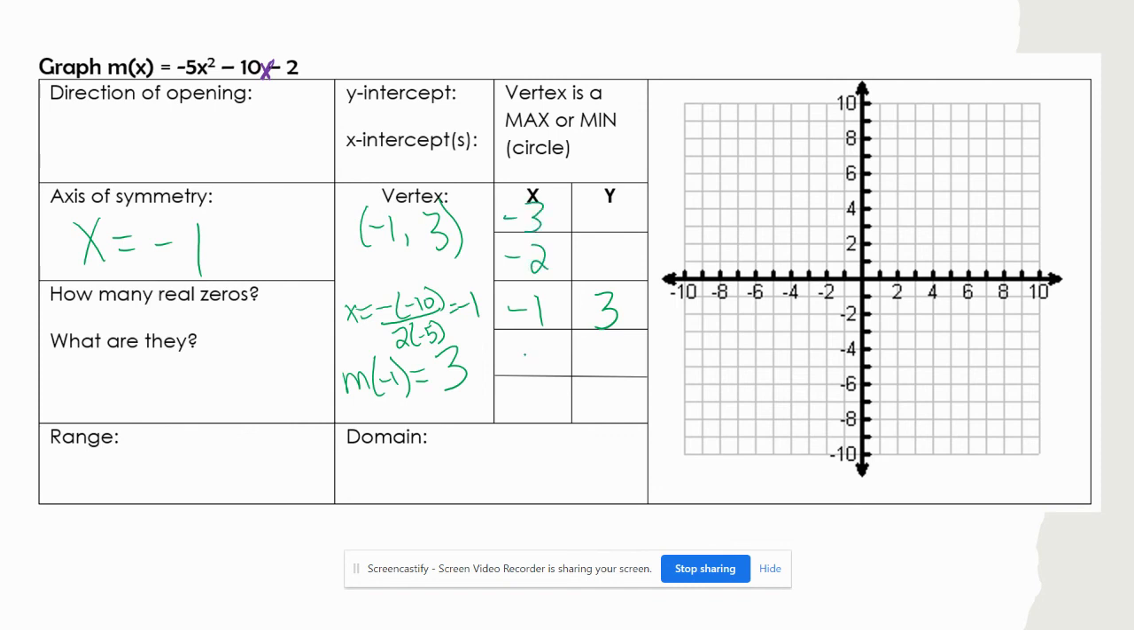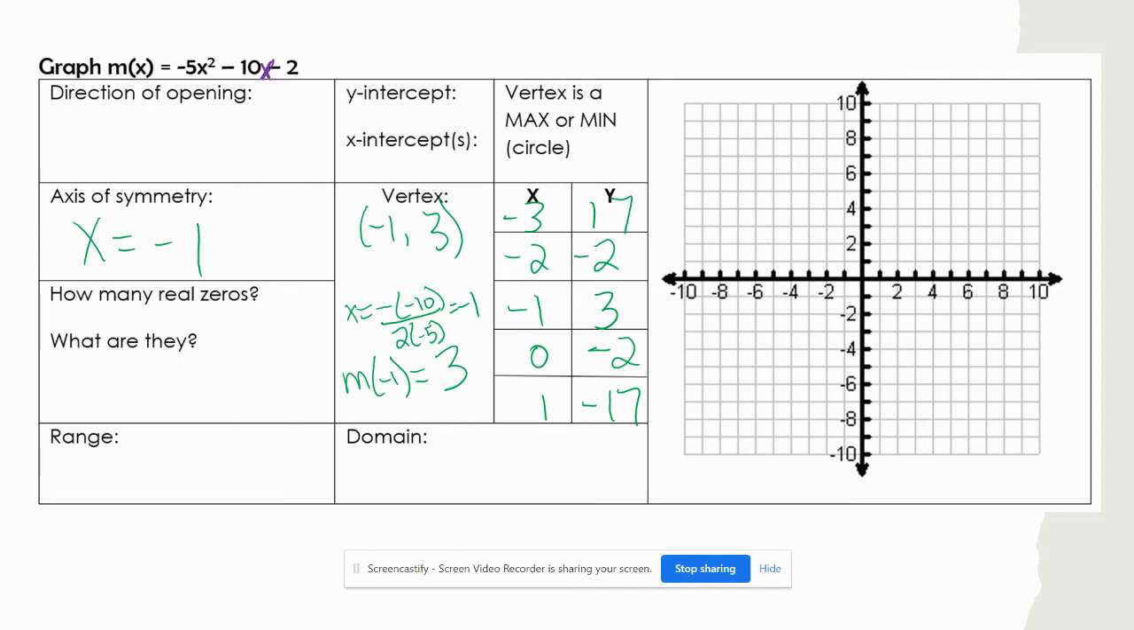So I'm going to do 2 below and 2 above. I'm going to plug in 0. When I plug in 0 to my function, I get -2. Then I'm going to plug in 1. And I get -17. So those are repeating as well.